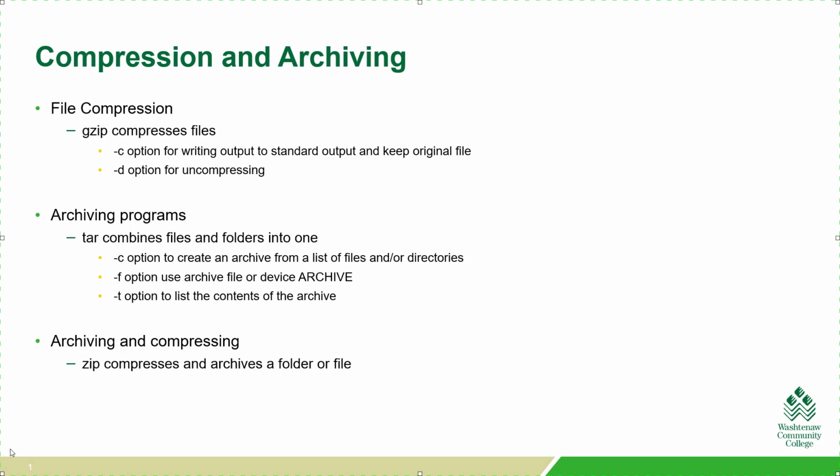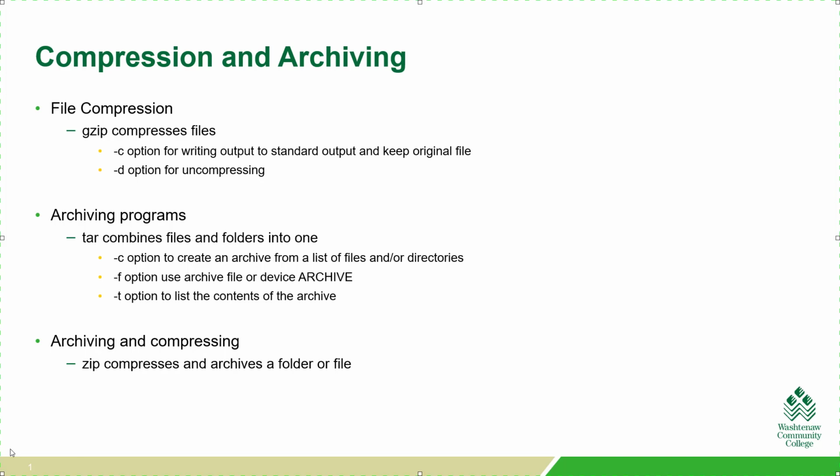To summarize, we took a look at file compression, specifically using the gzip command, and we saw how we can actually zip a file and make it as a copy of another file using the C option, and we also looked at the D option for uncompressing. We looked at using the tar to archive files and folders, which, remember, archiving does files and folders. Zipping only compresses a file. So two completely different things there.